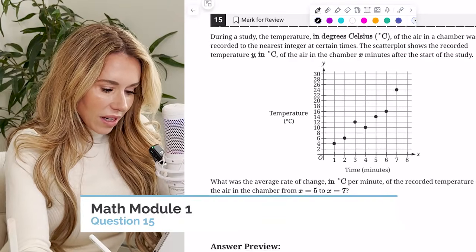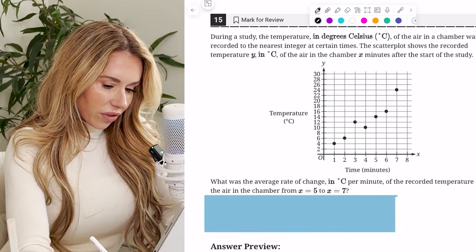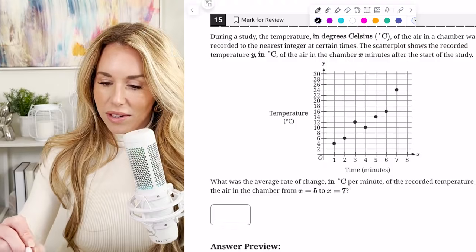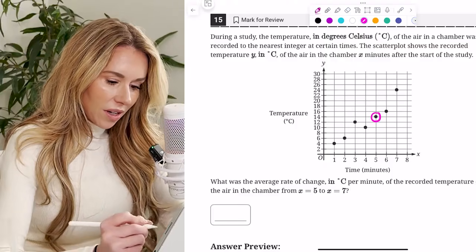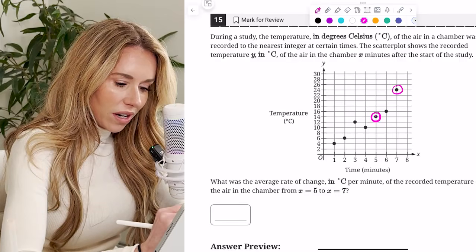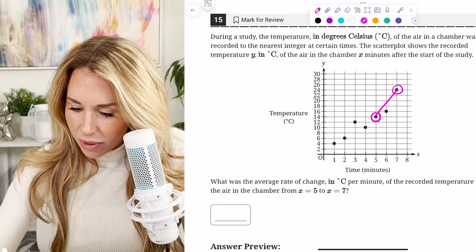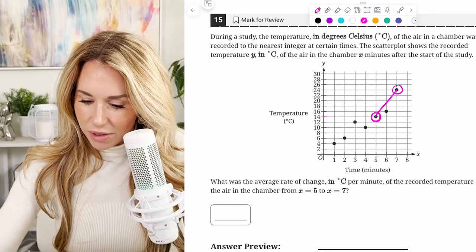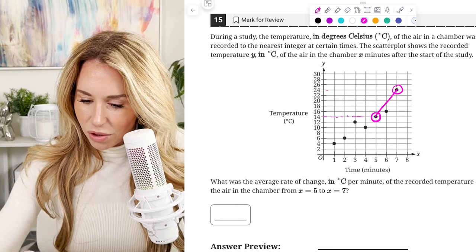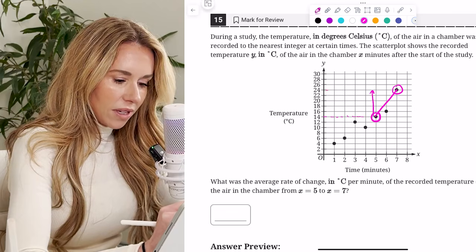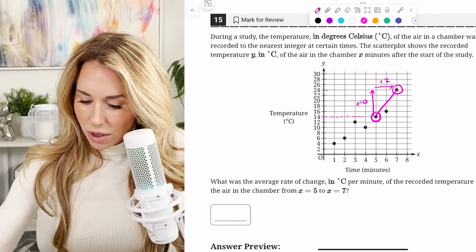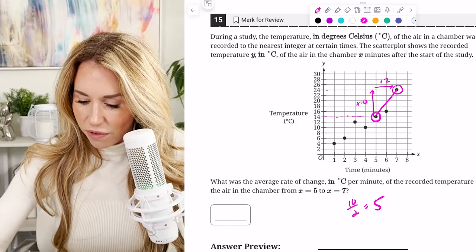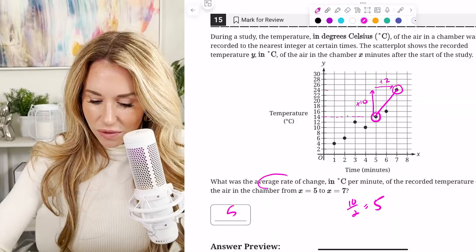They said, what was the average rate of change for the recorded temperature of the air chamber from x equals 5 to x equals 7? Okay, x equals 5 is here. x equals 7 is here. Rate of change means slope. So I'm basically going from, let's see, we've got 14 up to 24. So I'm going up 10. And then I'm going over 2. So 10 over 2 is going to be 5. That is the rate of change.